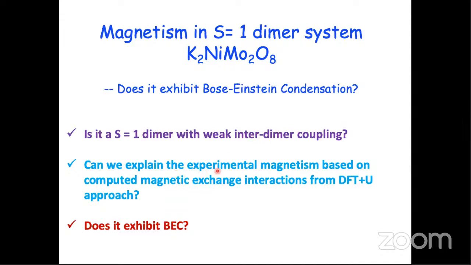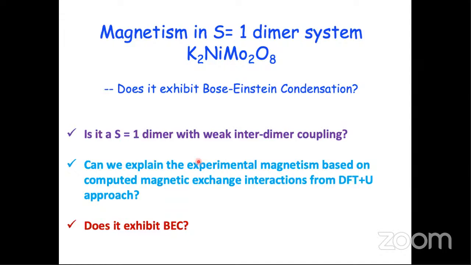And once we estimate the magnetic exchange interactions from the DFT plus U approach, because, as you can see, nickel is a correlated ion, we'll use those exchange interactions to compute some experimental quantities like magnetic susceptibility and magnetization versus field. We'll try to see whether our estimated exchange parameters are in agreement with the experimental data or not. In that way, we'll try to find the correct set of exchange parameters.